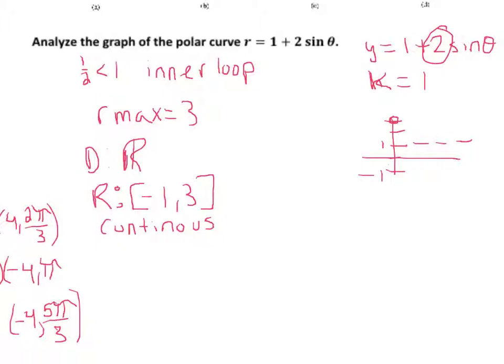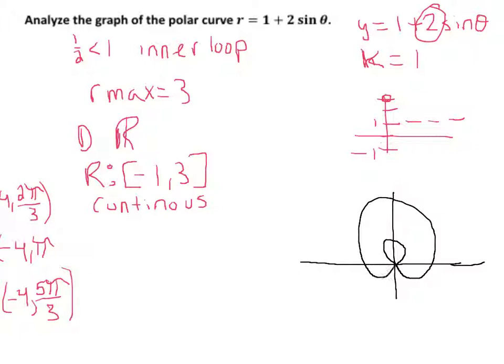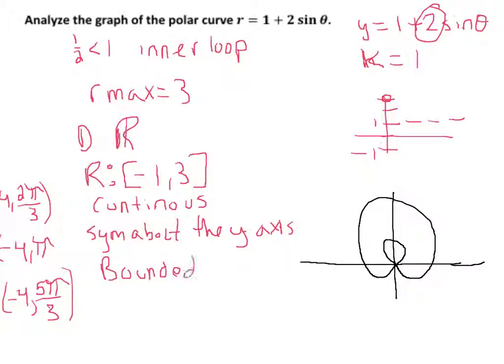Is there any symmetry? Well, if we were to look at this graph, it would look essentially like that. So yeah, it's symmetric about the y-axis, and we could prove that. Is it bounded? Yes, because it's wrapped up like a little circle almost. We already talked about the maximum. Are there any asymptotes? No. Okay, these are things you need to talk about every time it asks you to analyze.